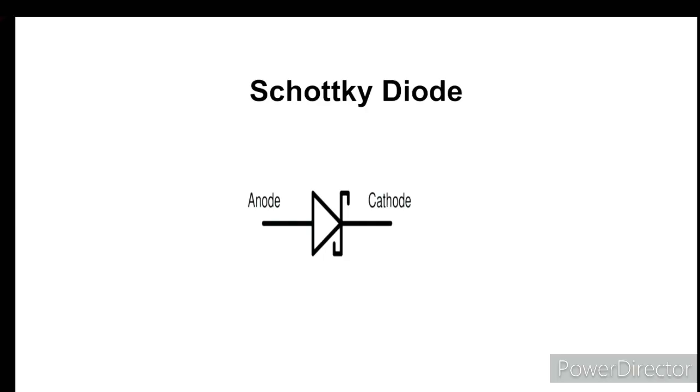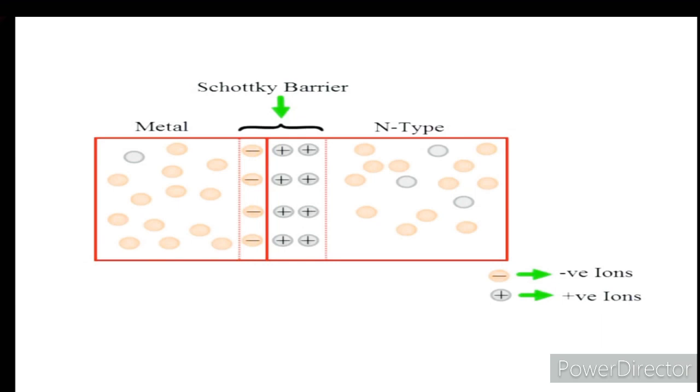Next point is the Schottky diode. The Schottky diode is another diode. The symbol of the Schottky diode is shown on this screen. The Schottky diode is a low voltage diode. The voltage drop is lower compared to PN junction diodes. It is named after the scientist Schottky. It is also sometimes referred to as a hot carrier diode, hot electron diode, and even surface barrier diode.